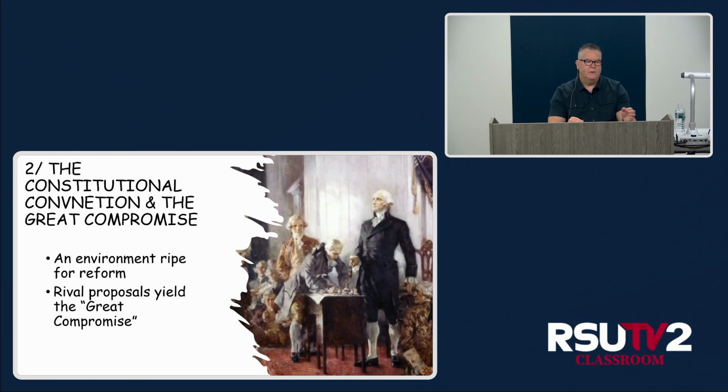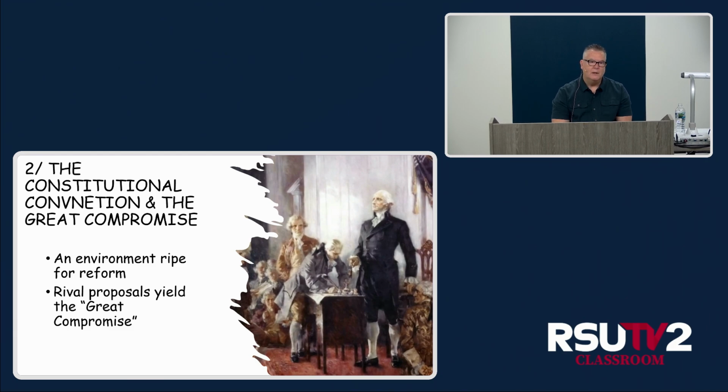So the Constitutional Convention met in Philadelphia in the summer of 1786. It was an environment ripe for reform. You ended up getting a number of proposals. James Madison came to the convention with a call for a completely different government. It would have looked a lot like the English government.